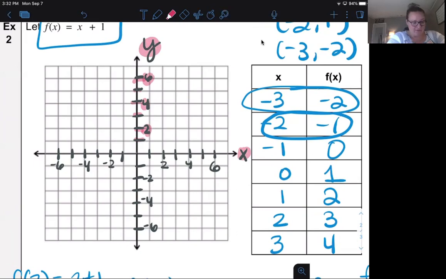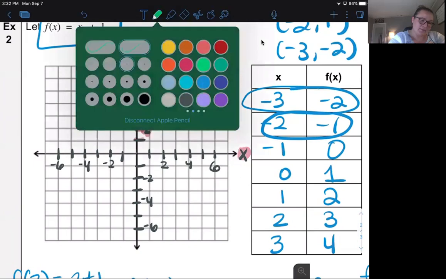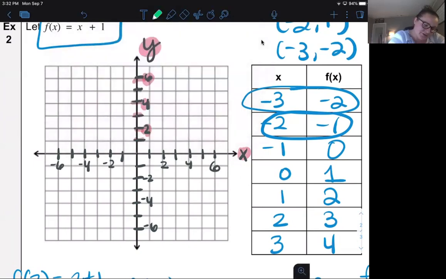All right, let's go ahead and start graphing these coordinate points. So our first point is -3, -2. So I'm going to go to -3 on the x-axis, -2 on the y, then -2, -1, -1, 0, 0, 1, 1, 2, 2, 3, and 3, 4. And then that's enough points to get an idea of what this graph looks like.